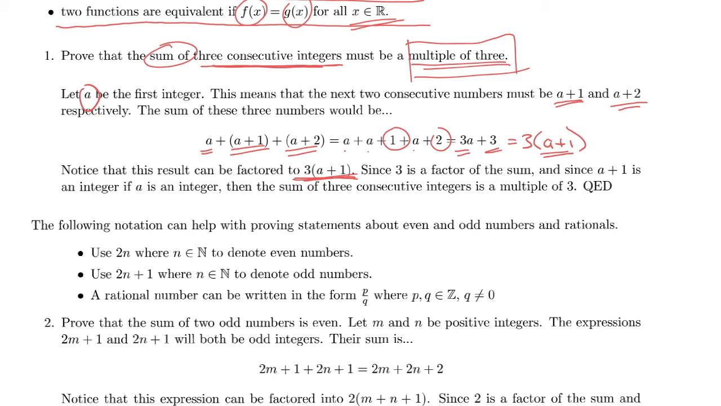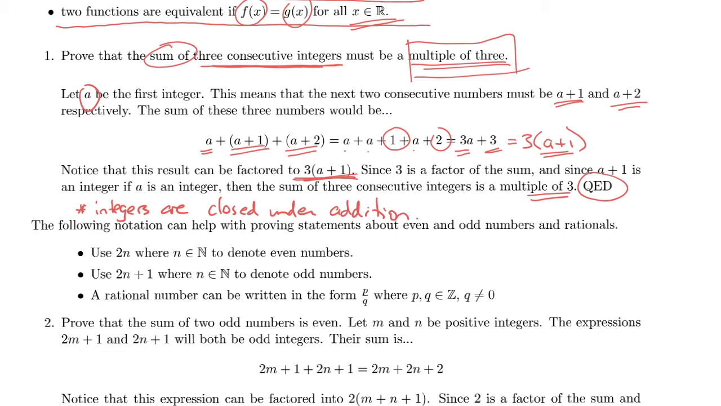So like it says here, since 3 is a factor of the sum, and since a plus 1 is an integer if a is an integer, the fancy way of talking about that is that integers are closed under addition. In other words, when we add integers together, we get integers. That's something we assume to be true about integers, and that's fine. Then the sum of 3 consecutive integers is a multiple of 3. And we're done. What we wanted to prove, we've proven.